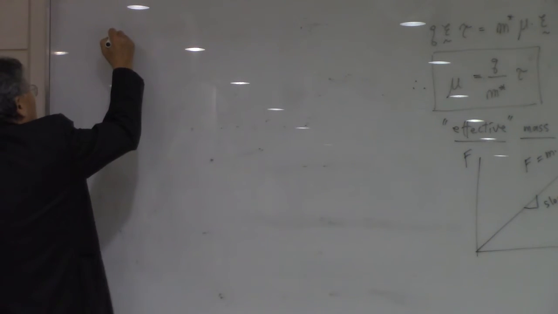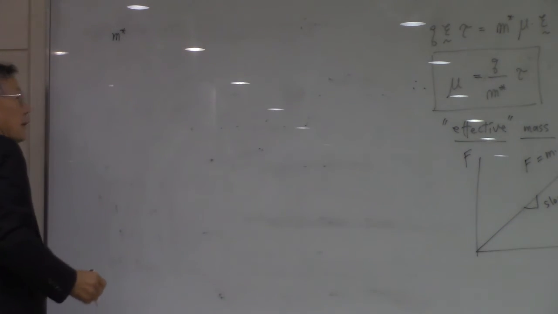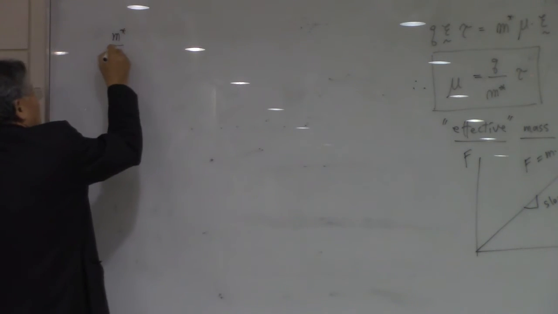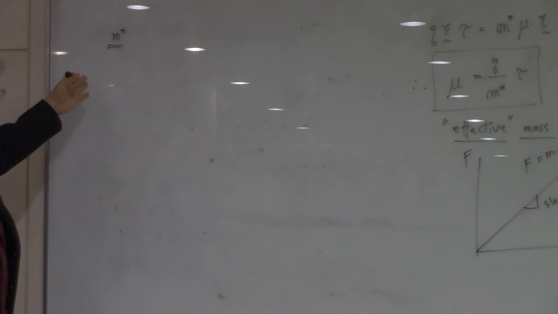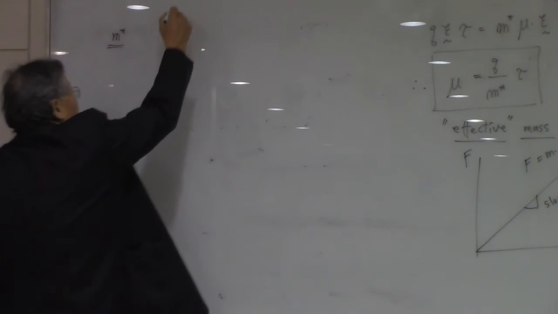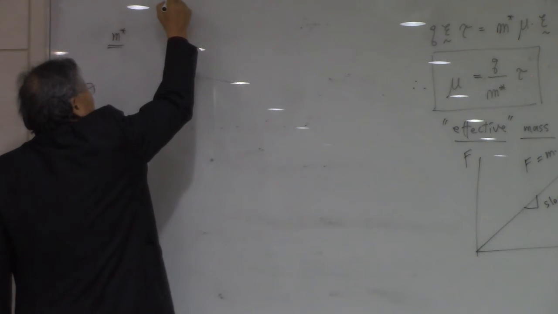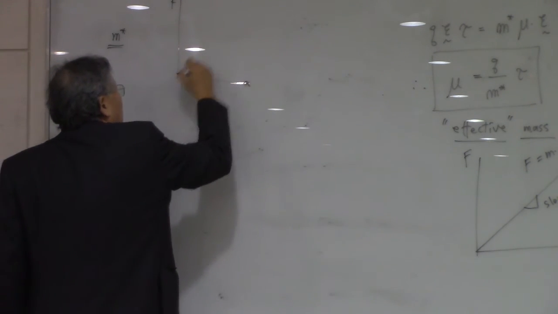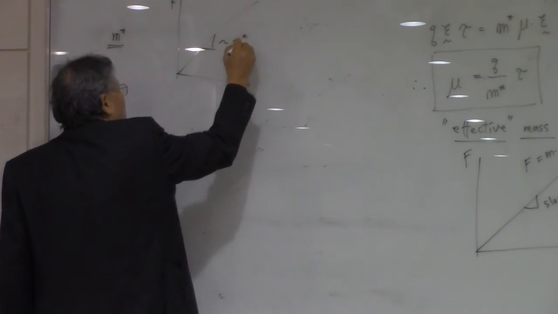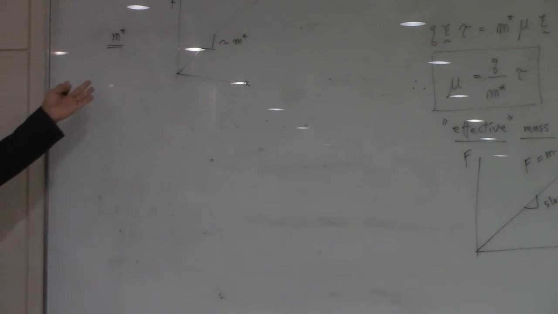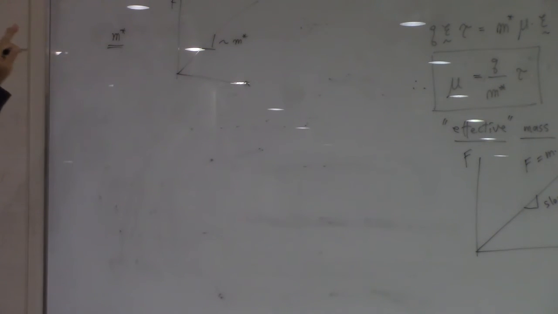Okay, one thing I should say, basically we can obtain this effective mass from force and acceleration, and then the slope. This is the effective mass. That's what I have told you.